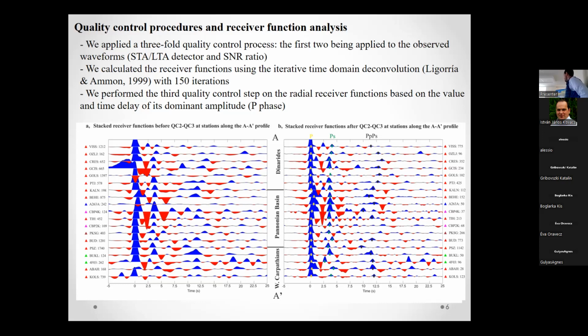The left side shows the stacked receiver function from the Dinaric-Pannonian basin to the Western Carpathians before the quality control, and you can see the picture after the quality control process. We can see the P arrival, the Ps and the other multiples also. You can see the Pannonian basin is a little bit tricky. This is the effect of the sediments, because the Ps is observable, but the other multiples are a little bit tricky.